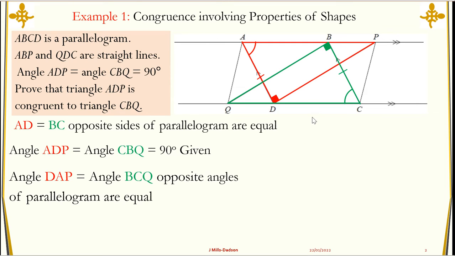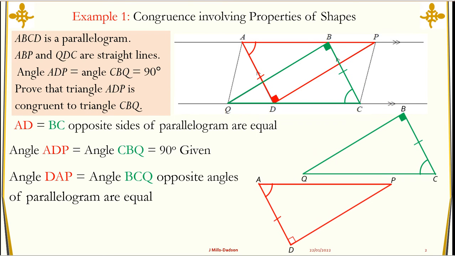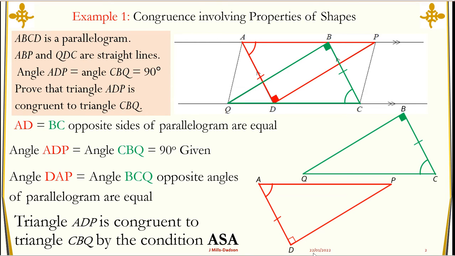Now, once you've done that, sometimes it's very difficult to see the true postulates to quote. So it's best that in an exam, you draw the triangles separately, so you could really see your markings well. So let's separate the triangles. Now it's clear here, we have angle, side, angle, angle, side, angle. So we can say that triangle ADP is congruent to triangle CBQ by condition ASA.